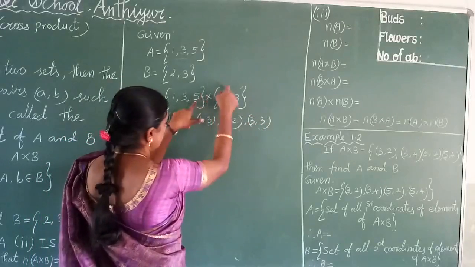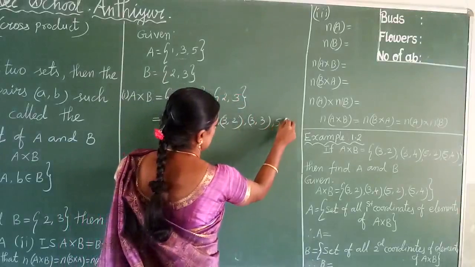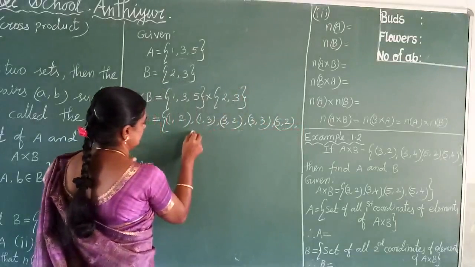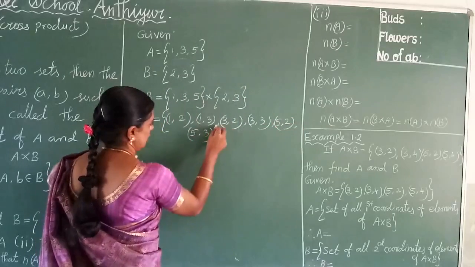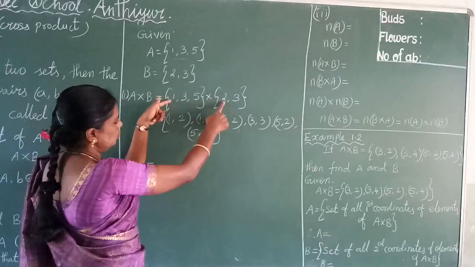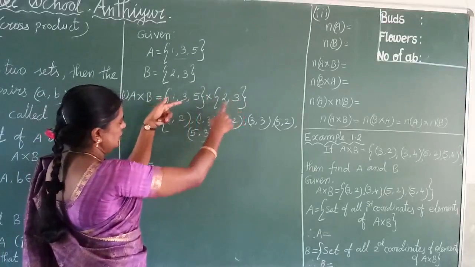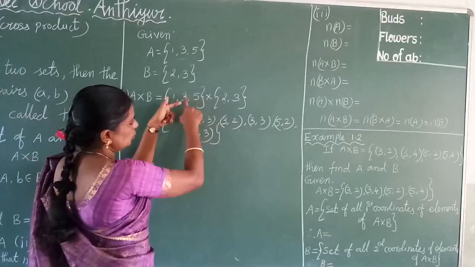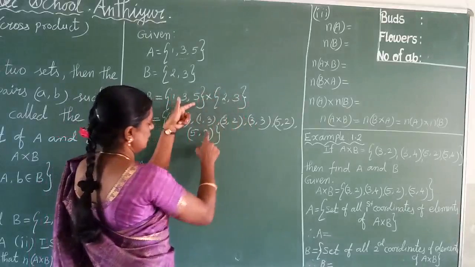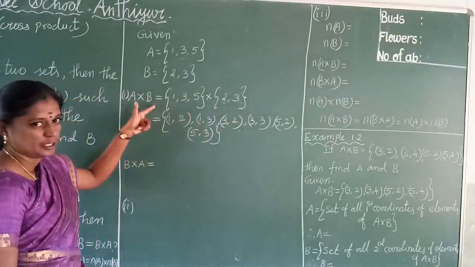Next one, (5, 2). (5, 3). Is it clear? First one, (1, 2) and (1, 3). Second, (3, 2), (3, 3). Next, (5, 2), (5, 3). So that is A cross B.